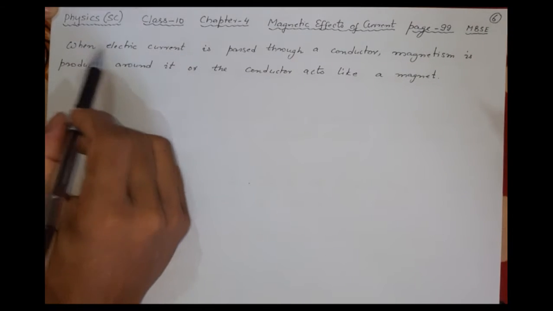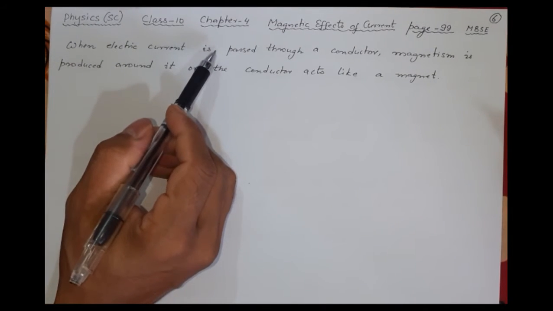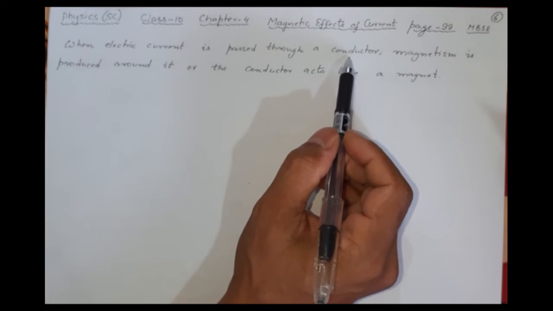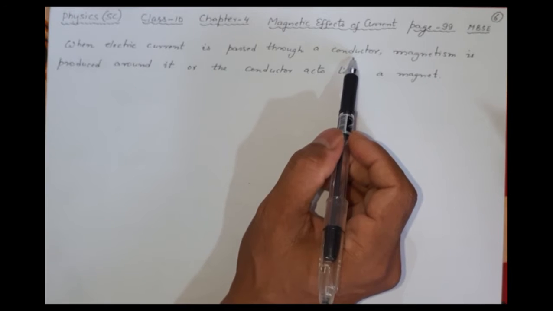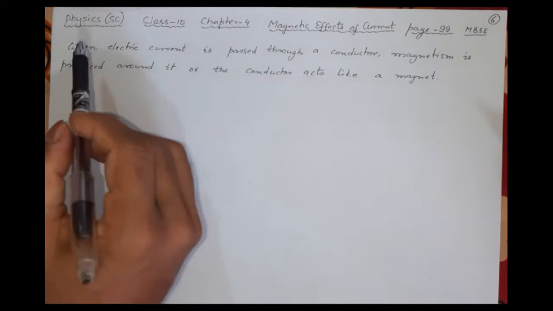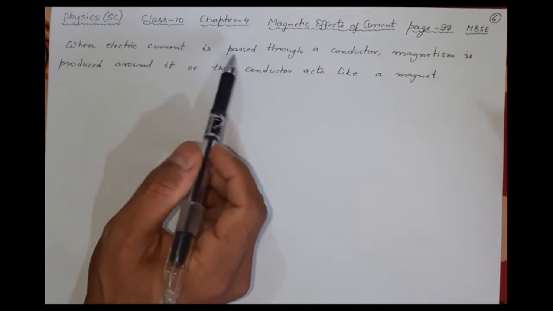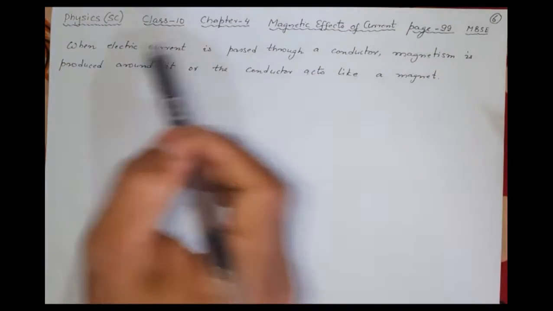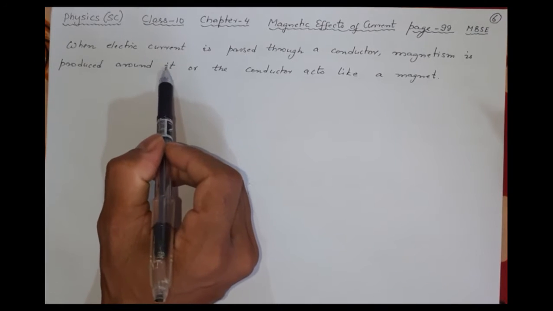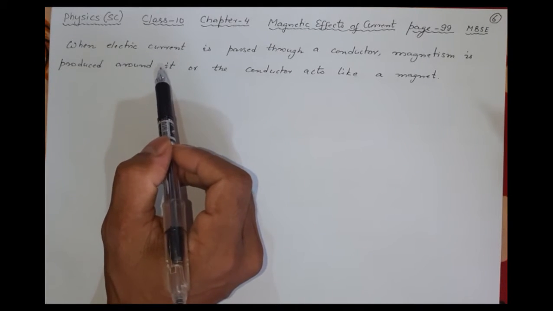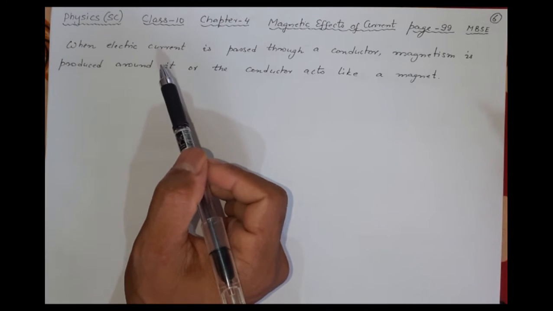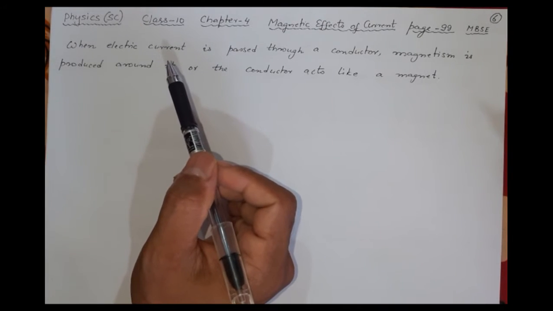The thing is that when electric current is made to pass through any conductor, meaning some material which conducts electricity, which allows the current to pass through it. We have done this in chapter 3. So the situation is, when the electric current is passed through any conductor, what will happen? Magnetism is produced around it. Around it means around that conductor. Around that conductor you will see that magnetic effects are going to be exhibited.